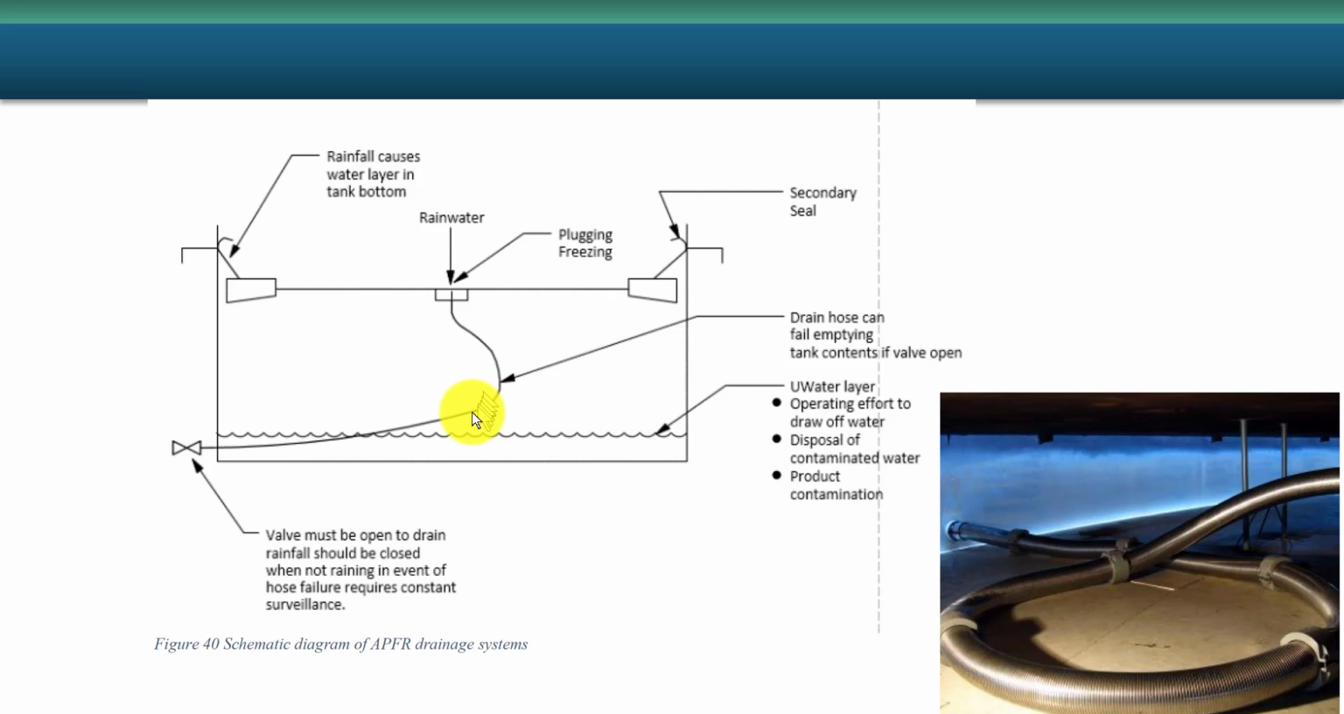I mentioned the rainwater drainage. This hose is just like a garden hose, except it could be 6 to 8 inches in diameter, and you could have more than one. So it's usually coiled around and goes outside the tank to a valve like this. It has to be managed by operating.